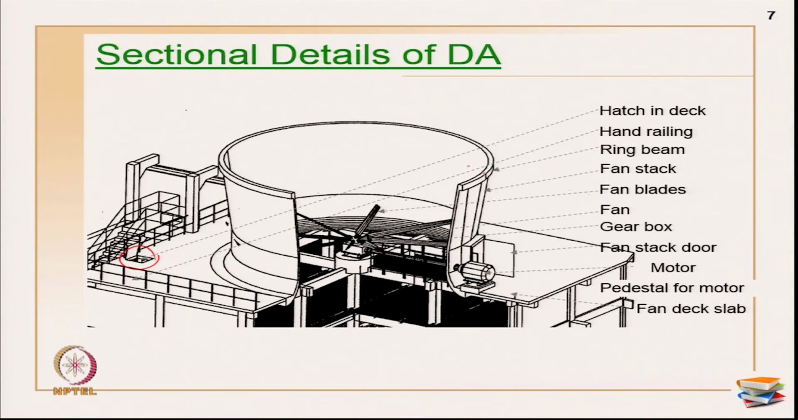This is a ring beam, this is a fan stack. Fan stack is primarily the cover to the fans. Okay. Then we have the fan and the fan blades, and this is a gearbox mechanism here, and we have the fan stack door for people to move out and for inspections and so on. Then this is a motor, this is a pedestal for the motor, and this is a fan deck slab for people to move around. So, here if you see, there are people coming in, and you need electrical wires and cables and so on in order to operate the fan, motor and gearboxes.